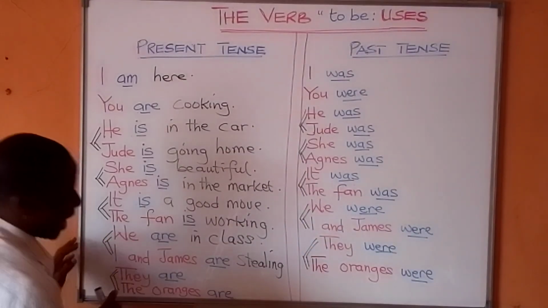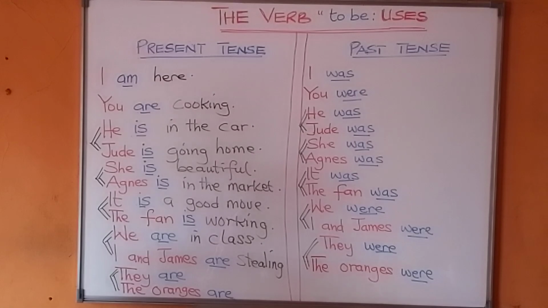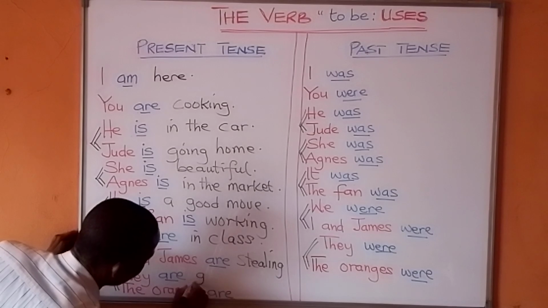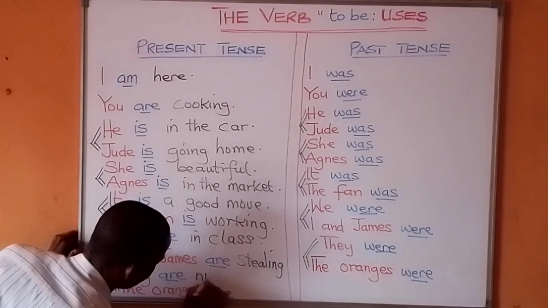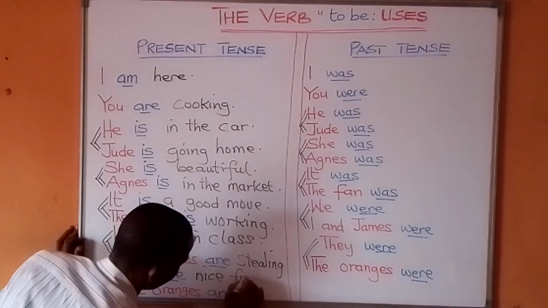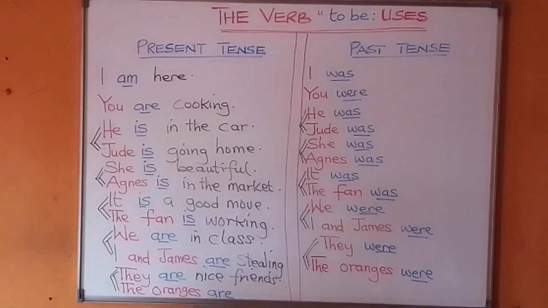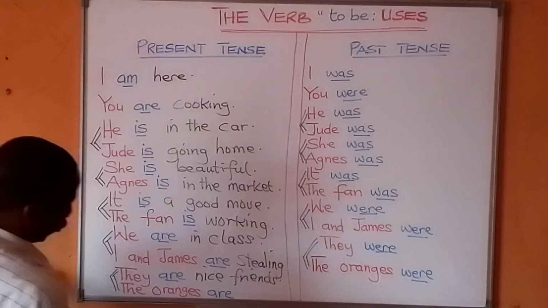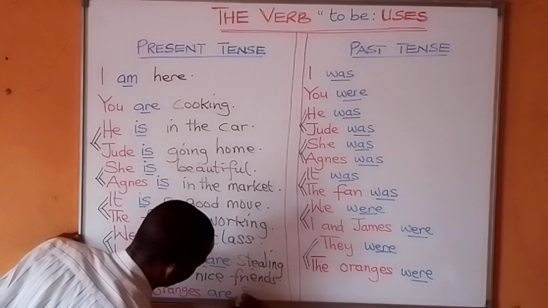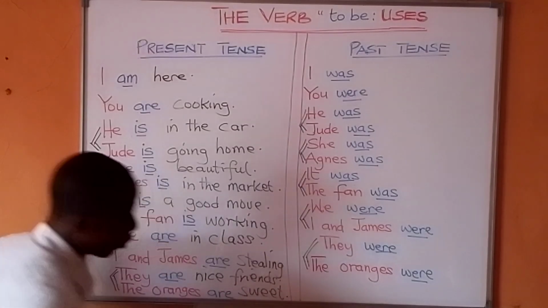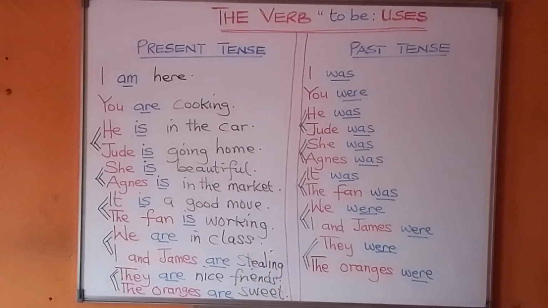Now, they are. They. I'm not part of that. I'm not included. That's why I say they. They are good people. They are nice people. They are nice friends. Now, they can be anything. The people there, let's say Suleiman, can be army, two together. They, people there. It can be fruit. The oranges are sweet.